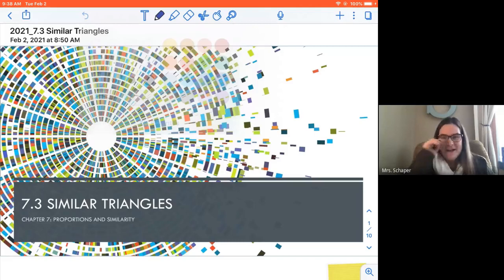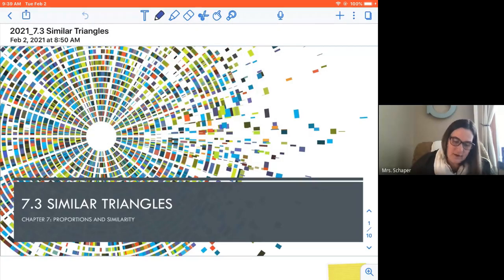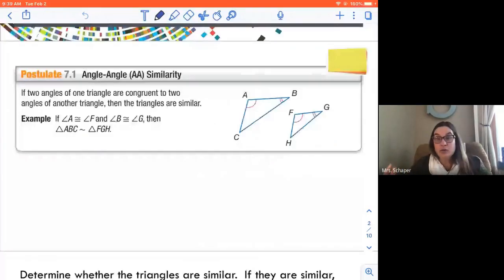So here we go. We're talking about similar triangles, okay? Just like we can prove triangles congruent, where they have the same shape, same size, same angle measurements, we can also prove triangles similar, meaning they have the same angle measurements and their sides are proportional. So what we're going to be talking about today is how do you prove triangles similar? And one of those ways is called the angle similarity. What that says is if two angles of one triangle are congruent to two angles of another triangle, then those two triangles are similar.